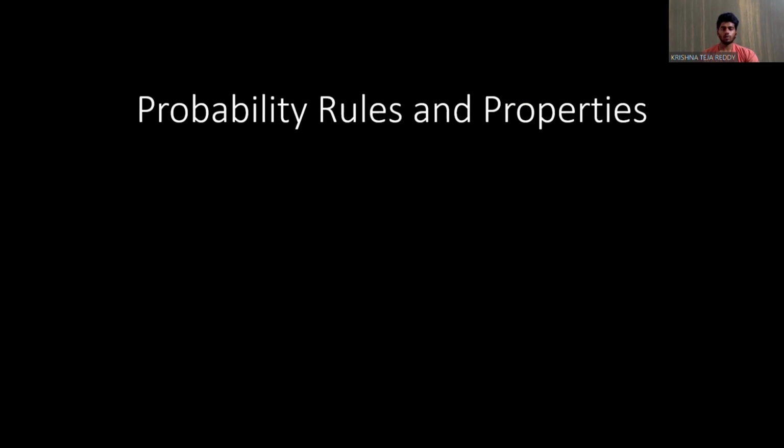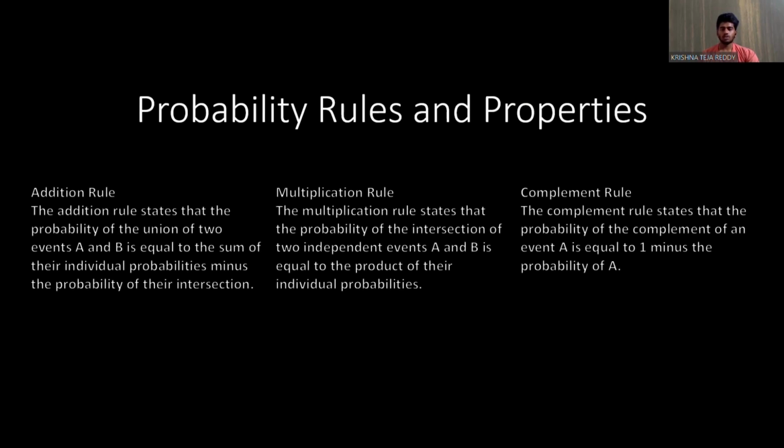Probability rules and properties. Addition rule. The addition rule states that the probability of the union of two events A and B is equal to the sum of their individual probabilities minus the probability of their intersection. Multiplication rule. The multiplication rule states that the probability of the intersection of two independent events A and B is equal to the product of their individual probabilities. The complement rule states that the probability of the complement of an event A is equal to 1 minus the probability of A.